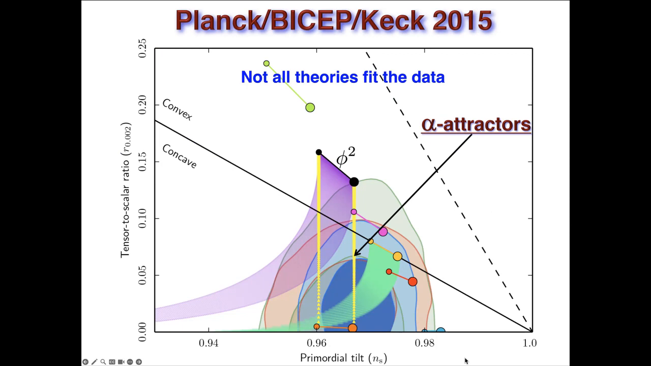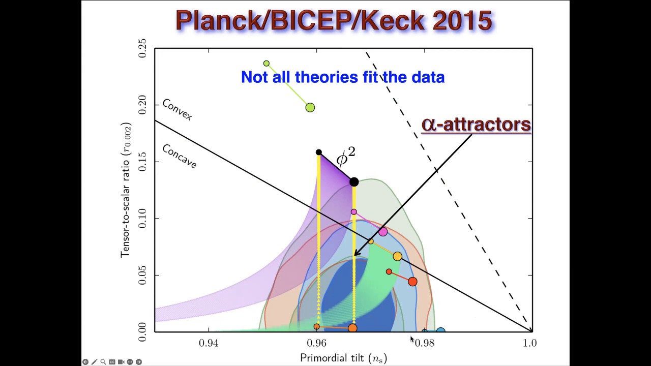Many other models, phi to the degree n, are also outside this blue area, which is favored by Planck. What is shown on the left-hand side is the ratio of the amplitude of tensor perturbations to scalar. Again, I do not want to go into details of that, but on the horizontal axis is the flatness of the spectrum, which is about 0.96 or 0.97. This was experimental data at that time.